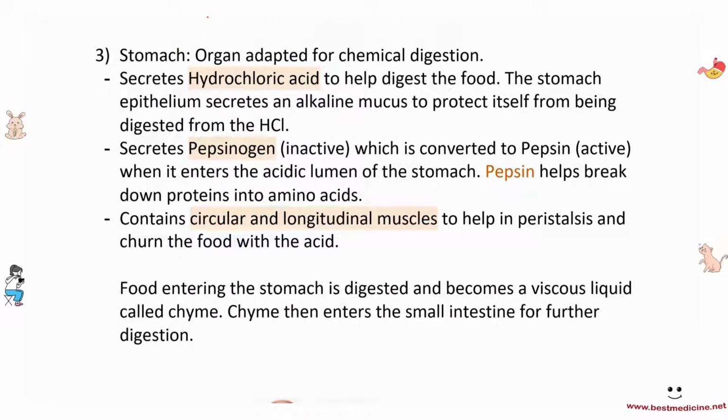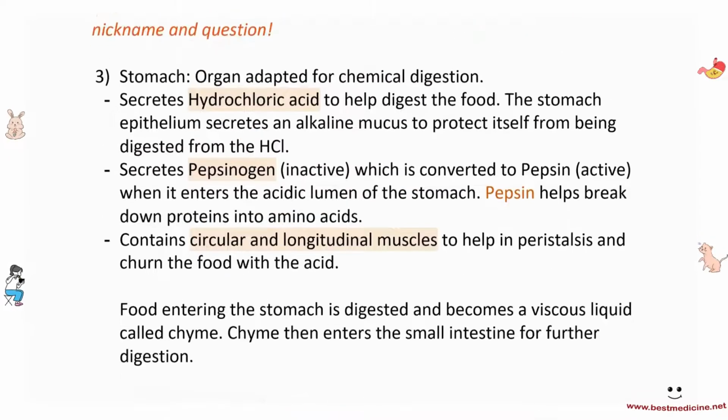So stomach, it is the organ adapted for chemical digestion. It secretes HCl to help digest the food. Also, just a little bit of extra information is that the stomach protects itself from the HCl as well. The way it does that is that the stomach epithelium secretes an alkaline mucus, which protects itself from being digested by the HCl. It also secretes pepsinogen. Pepsinogen is the inactive form of pepsin, and it is converted to pepsin when it enters the acidic lumen of the stomach.